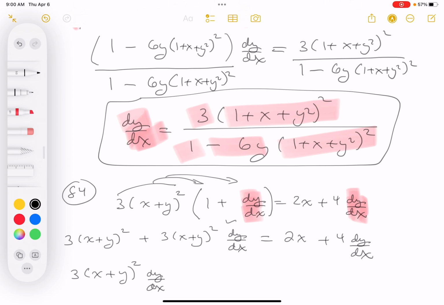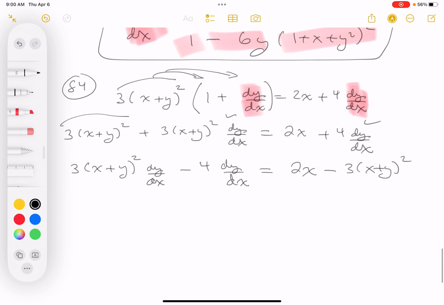This guy's done. I'm going to subtract this from both sides. So minus 4 dy/dx equals 2x. And now I'm going to subtract this from both sides. It's going to be minus 3(x plus y) quantity squared. I'm going to factor it now. What do I get? Be careful. dy/dx times 3(x plus y) quantity squared minus 4.